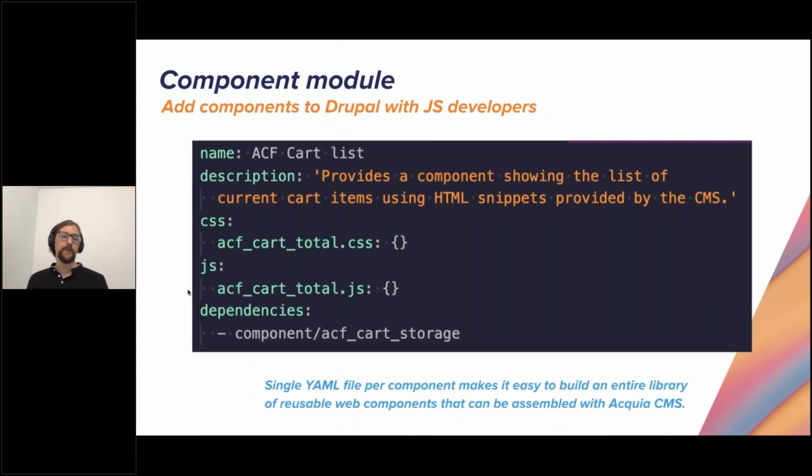So how do we do this? How do we get those components and make them available? There's a really great module in Drupal called the Component module. And one of the things that it was created for was to make it as easy as possible for a JavaScript developer to get their components into Drupal without having to touch a lot of code, specifically back-end code that they don't know. So in this case, all we need is a single YAML file, something like this, and you'll notice that it defines what the component is, it defines what the assets are, and it defines any other dependencies that need to be loaded with it. In this case, the cart storage library that again is in the ACF, or Acquia Commerce Framework, Git repo.